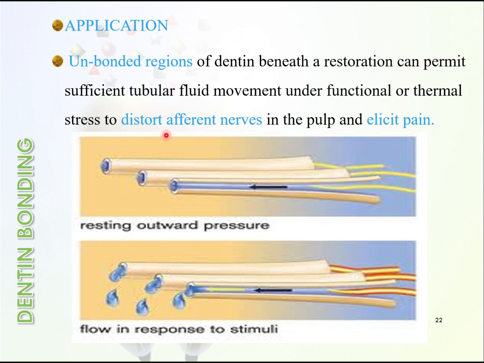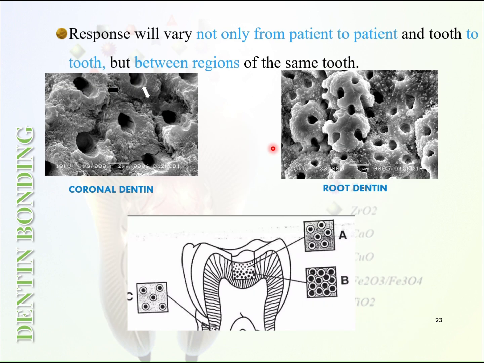So what are the uses of bonding agents? If you are not using dentin bonding agents, the unbonded regions of dentin beneath the restoration can permit tubular fluid movement under functional or thermal stress to distort afferent nerves in the pulp and elicit pain. So the dentinal fluid which is present might cause pain with outward movement during function. So it is mandatory to use a dentin bonding agent.